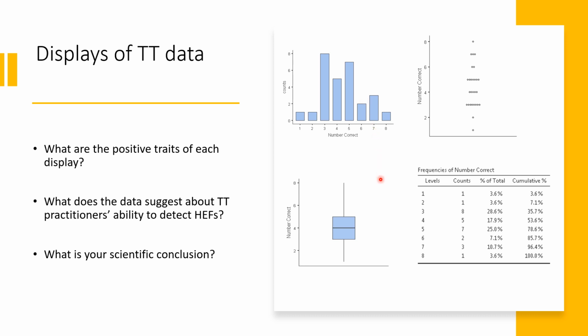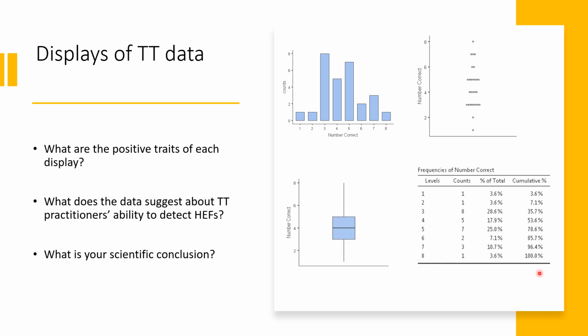Going down to the box plot, the line that runs through the center of the box right here is the 50th percentile. That means 50% of the scores are at or below 4. Again, 5 is chance. The bottom of the box, that line there, is at 3. That means 25% of the scores are at or below 3. The top of the box is the 75th percentile. That means that 75% of the participants scored at or below 5. Again, 5 is chance. Not very compelling data.